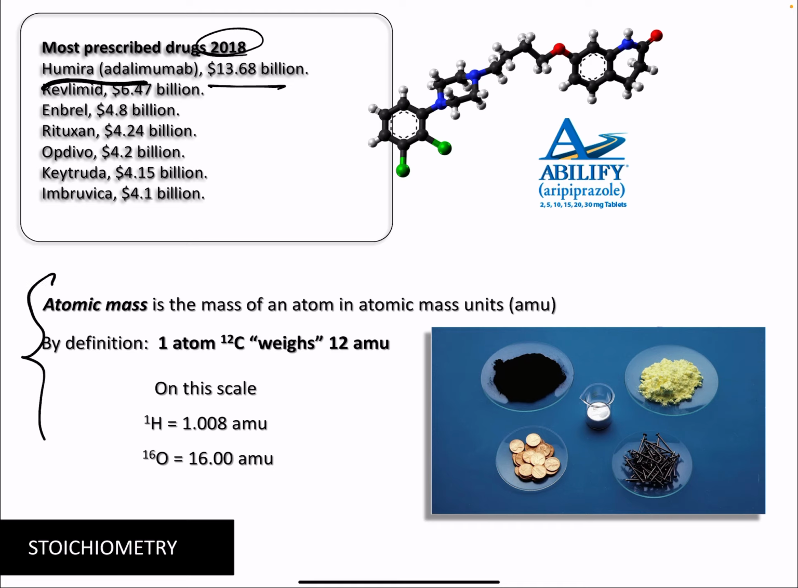Okay, so part of this is just going to be a review. Remember, we need to go down from the atomic level and get up to the macroscopic level where we can actually see things. There are a couple of definitions. The atomic mass is the mass of an atom in atomic mass units, defined as one atom of carbon-12 weighing 12 atomic mass units. Everything else on the periodic table is relative to that.